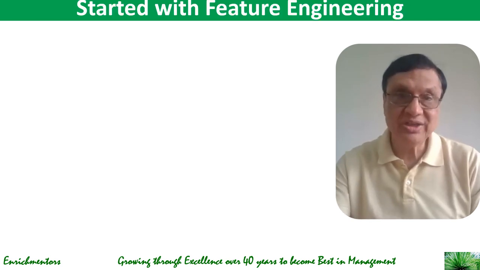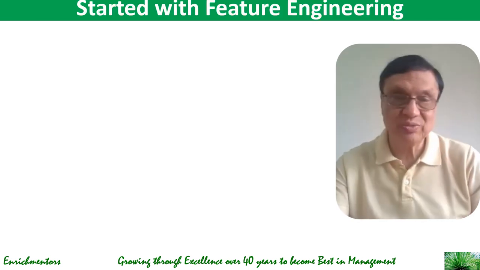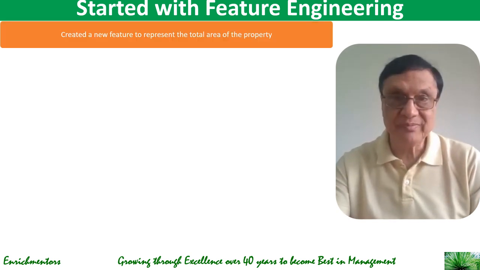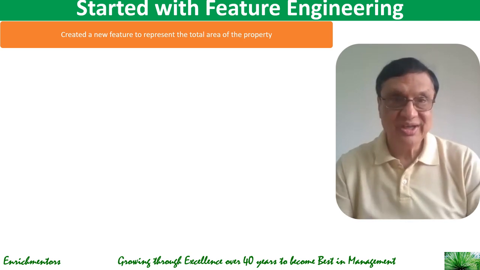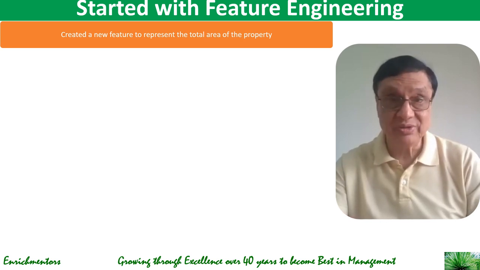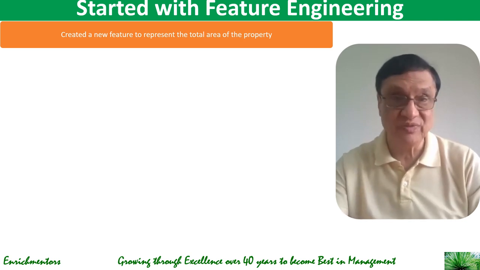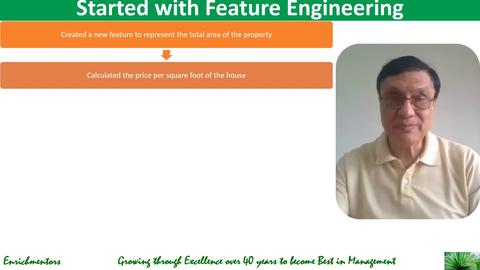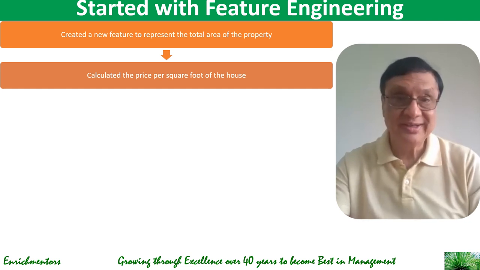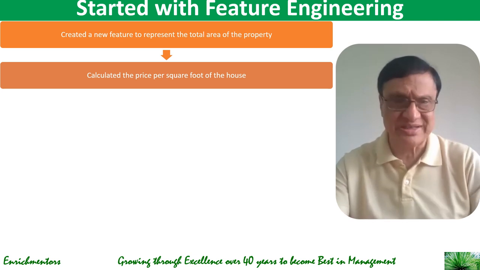So how was this done in a company? They started by creating a new feature by combining the size of the house with the size of the lot, if available, to represent the total area of the property. They were not given the total area, they created this new feature. Then they calculated the price per square foot of the house, which was again not given, by dividing the price by the size of the house. This captured the value of the house relative to its size.